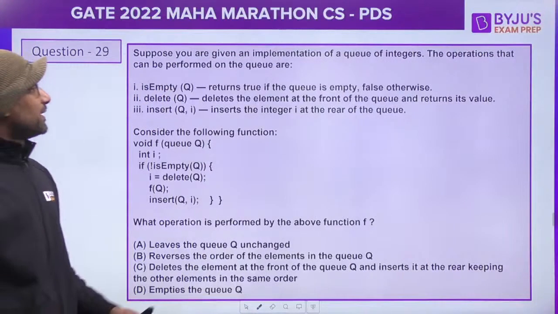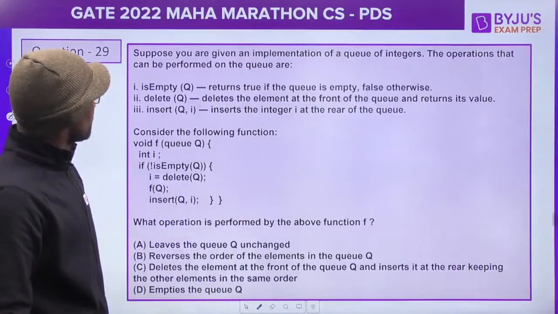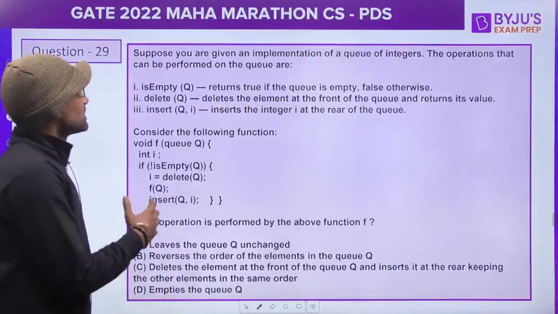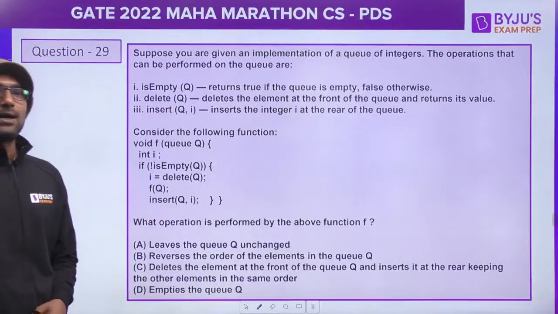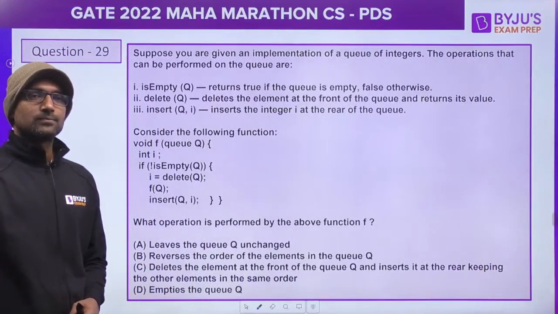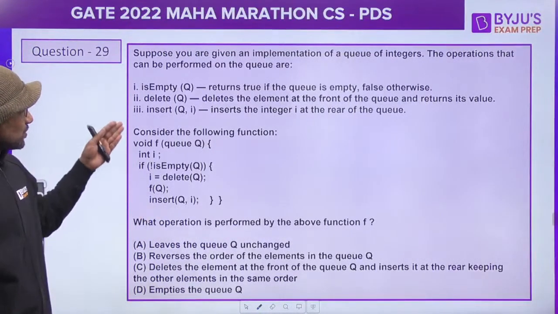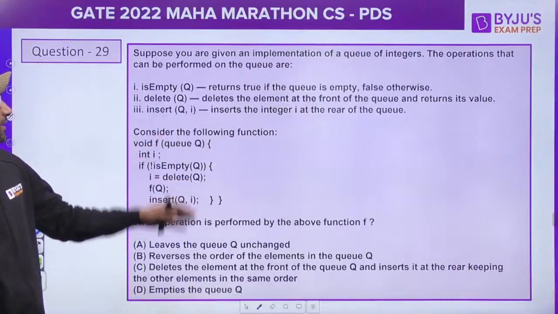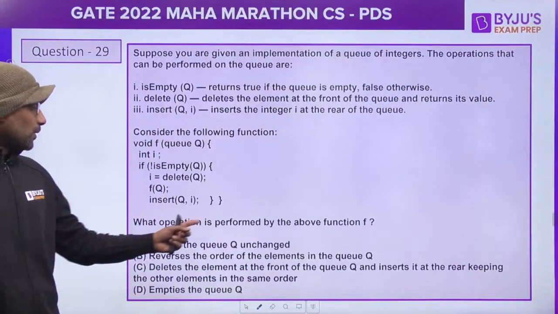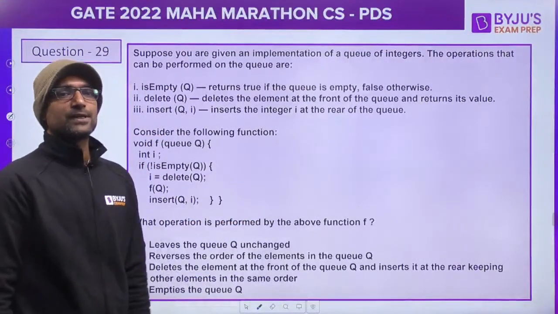Suppose you are given an implementation of queue of integers. The operations that can be performed on the queue are so on. Consider the following function. What operation is performed by the function f?